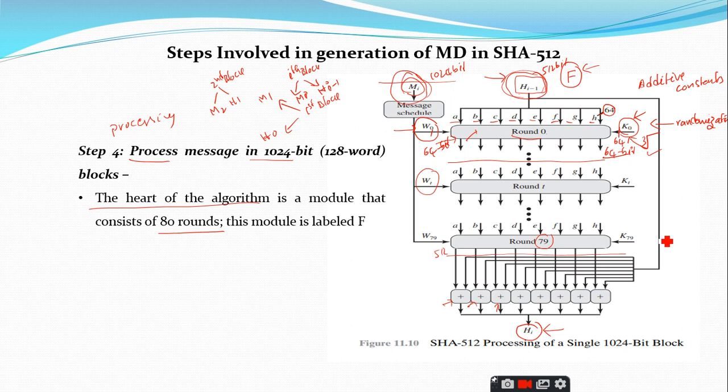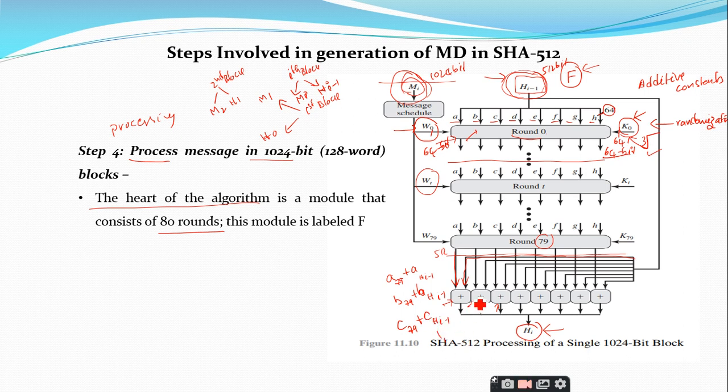See here, this H(i-1) is taken and you are going to add it to the a. That means a of this particular round, the 79th or 80th round, is added to a of H(i-1), the initial value. Like that, b of 79 is added to b of H(i-1), c of 79 is added to c of H(i-1). Like that it is going to do the things.